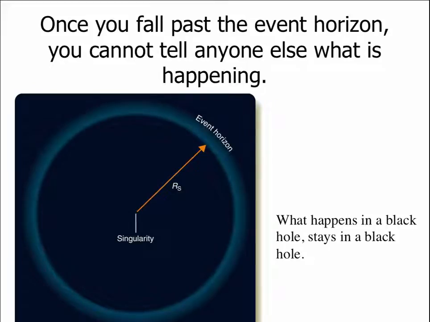Up until the point where the person crosses this event horizon. The event horizon is the edge of the black hole. So for the Sun, the event horizon would be 3 kilometers from the center. Up until the point when the person you've pushed into the black hole crosses this event horizon, they could still send out radio waves or light beams to let you know what was happening. But as soon as they cross that event horizon, not even light can escape. So once they cross it, they can't radio out to tell what's happening. So what happens in a black hole stays in a black hole.